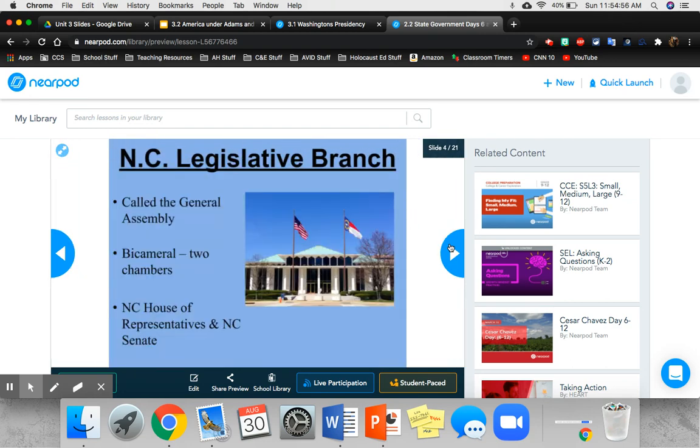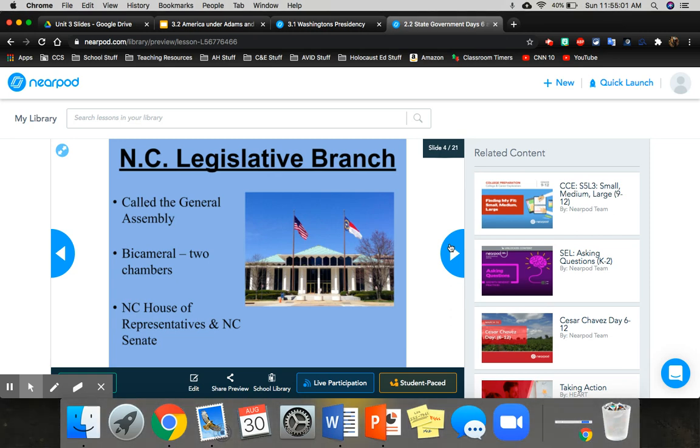But North Carolina's legislative branch is called the General Assembly. It's often also referred to as the NCGA or just the GA. Like the federal government, it is split up into two chambers. It's bicameral, just like the federal government, and it's the same names too. So it's the North Carolina House and the North Carolina Senate.